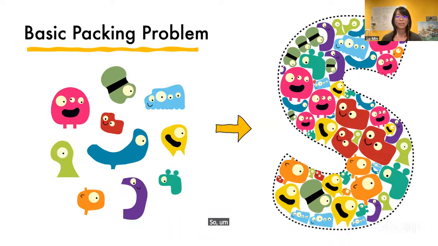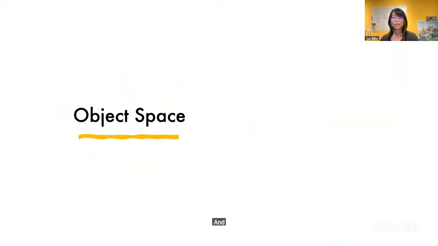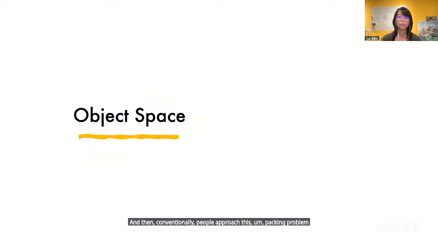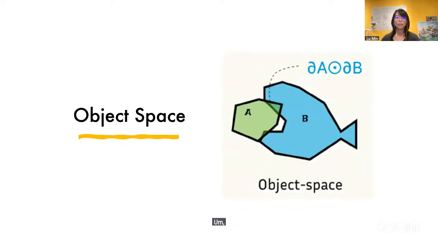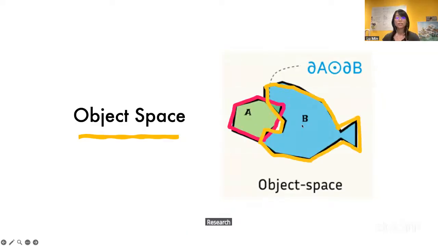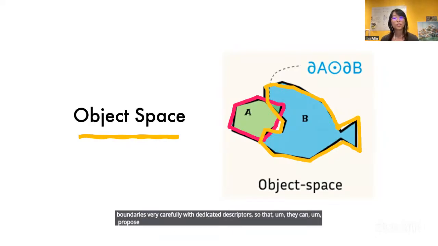So it's an optimization problem. Conventionally, people approach this packing problem in object space. Say we have two objects, A and B here, and researchers try to describe their boundaries very carefully with delicate descriptors so that they can propose geometry predicates to judge when the two objects overlap with each other.